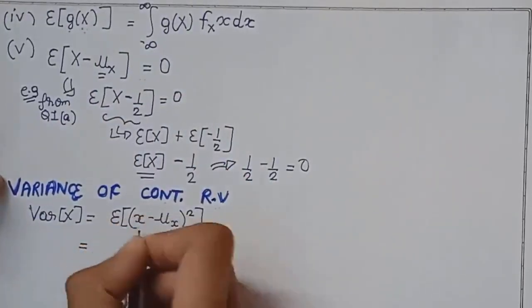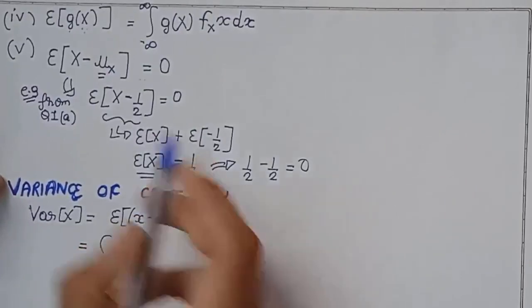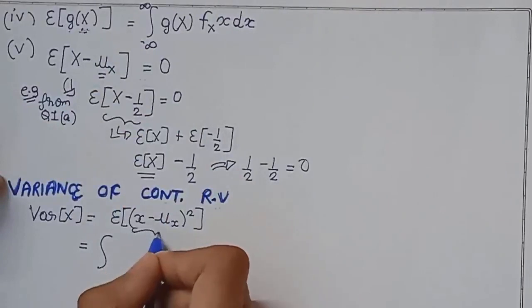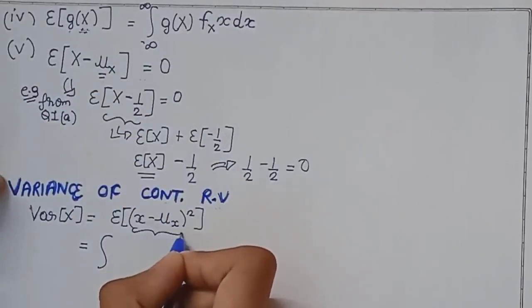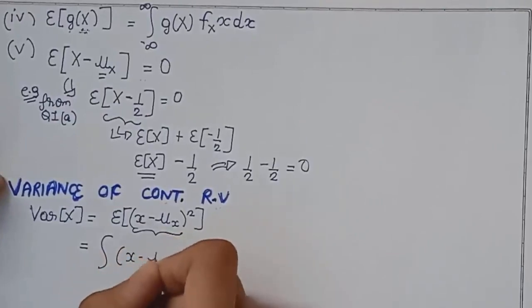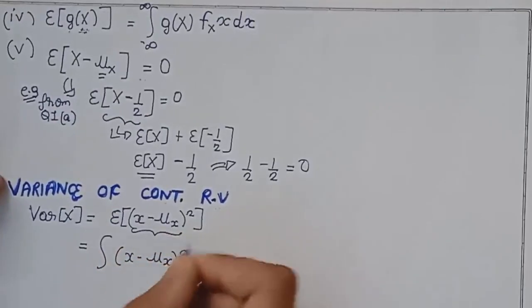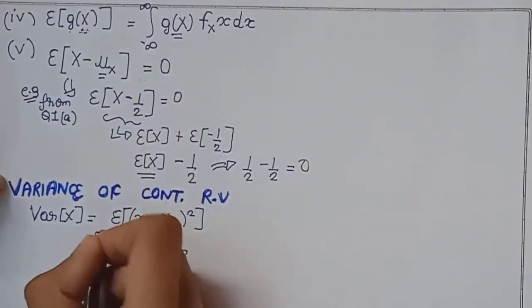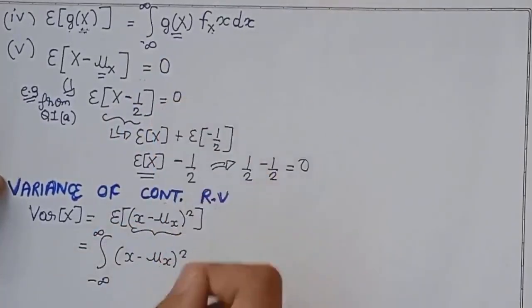So its expectation will be equal to, using this formula, where the function is this expression in the expectation operator. So I will put this function here at the place of g(x) in the integral and put the PDF values.